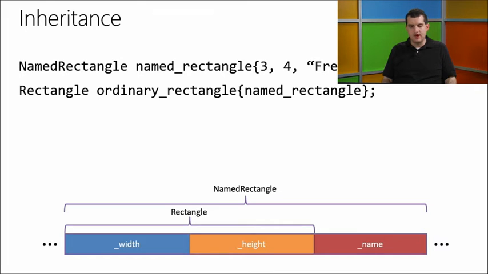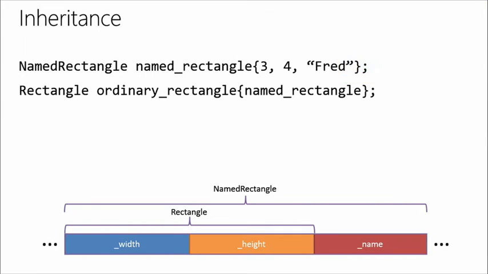So as we saw in the example, it's possible to take a named rectangle and use it to initialize, or assign it to, just a regular rectangle object. But there's no room in that ordinary rectangle object to store the name. As we can see here in the picture, there's only room to store a width and a height. So what happens is the object gets sliced. Basically, the pieces that don't fit, we end up throwing away. We can't store that.